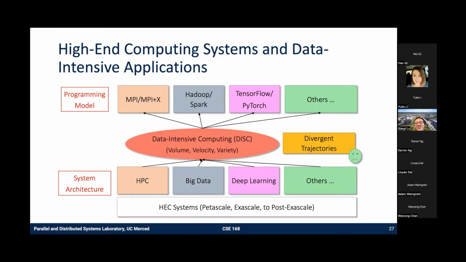So this is actually a big challenge currently. Even for people like me, I can only give you some good suggestions, maybe not the best. So we call this problem divergent trajectories. Basically, different communities build their own solutions. And from the application domain scientist's perspective, how to select one solution to help them solve their problems is still an unknown problem, a big challenge, especially if you want to get scalable performance on top of these HEC systems, like high end computing systems. That's very complex. I will show you how complex it is.